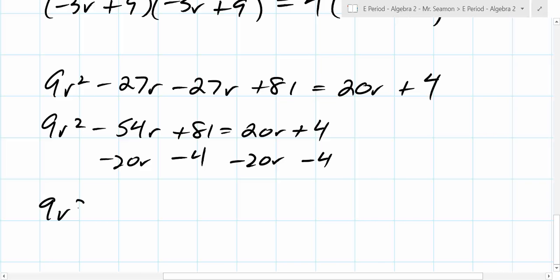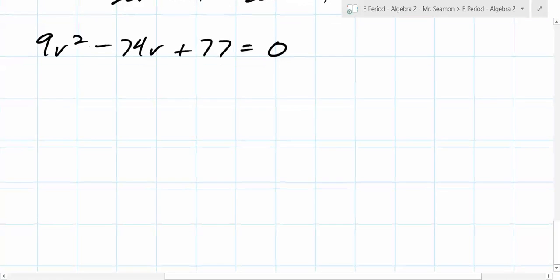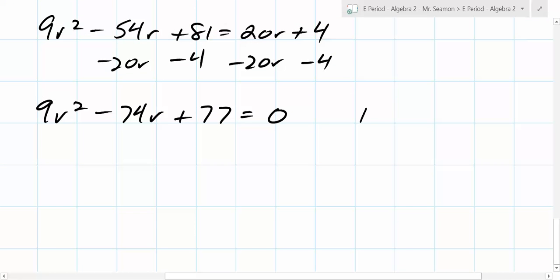So what do you end up with? 9r squared minus how many? 74r plus what? 70 what? Equals what? 0. Now at this point, what's that word that begins with F that we really have to do? We're going to have to factor.